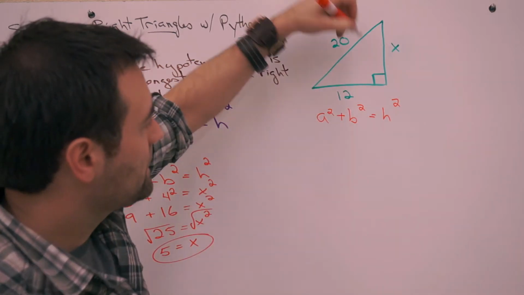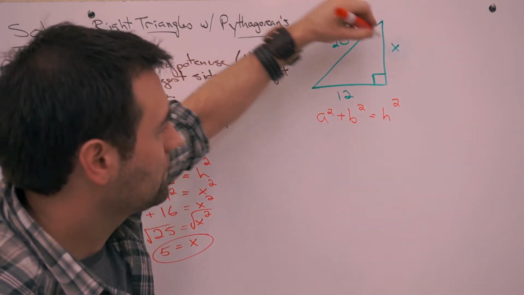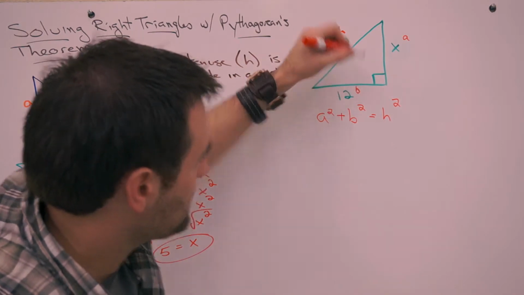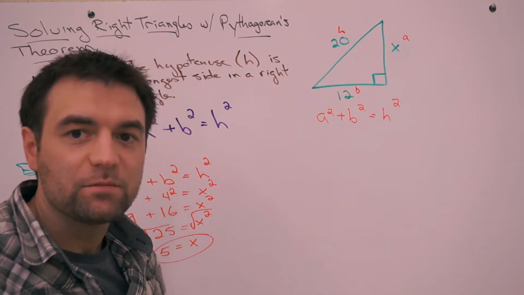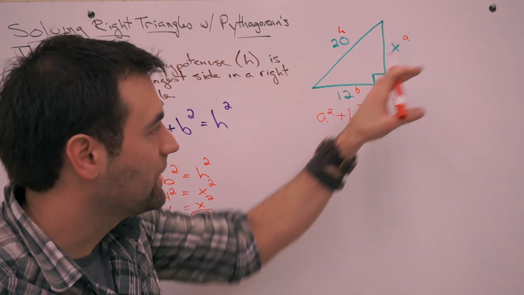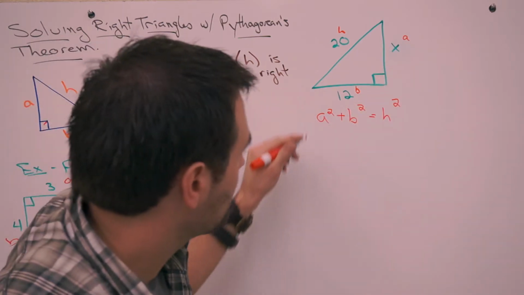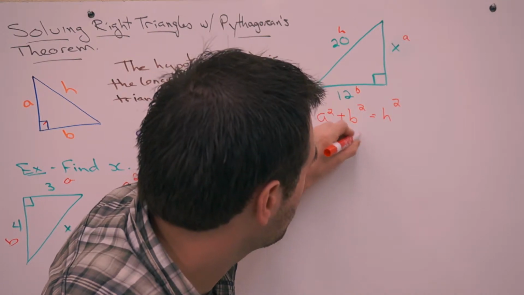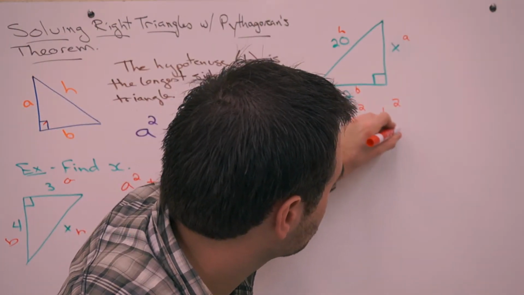We label the different sides. There's my h, the 20. The x can be my a, and the 12 can be my b. And again, it doesn't matter what you pick for a and b. Now I fill in what I know. So I got x squared plus 12 squared equals 20 squared.